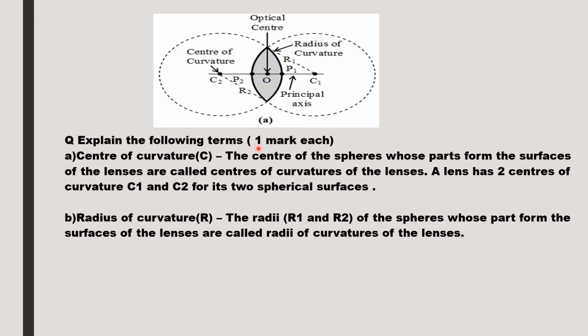Definitions related to the concepts of lenses. Explain the following terms, where the definition carries 1 mark each. Center of curvature: the centers of the spheres whose parts form the surfaces of the lenses are called the centers of curvature of the lenses. Radius of curvature, capital R: the radii of the spheres whose parts form the surfaces of the lenses are called the radii of curvature of the lenses.